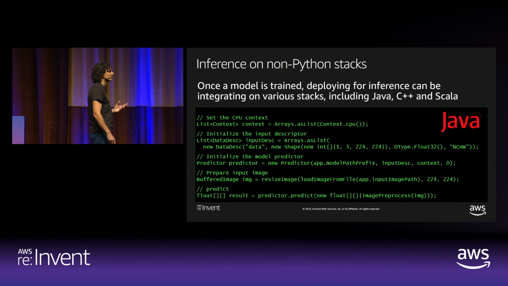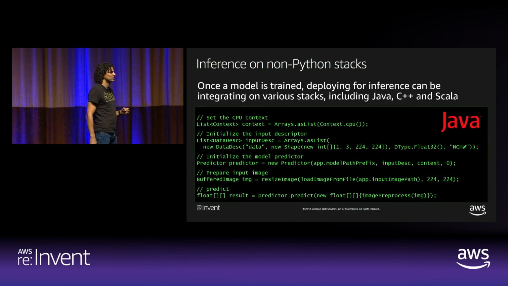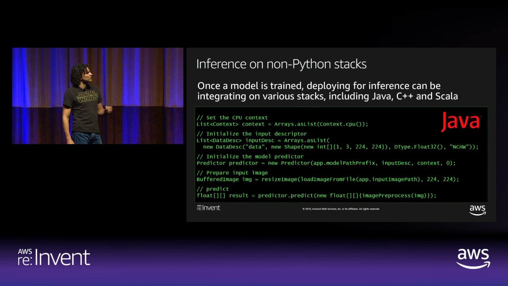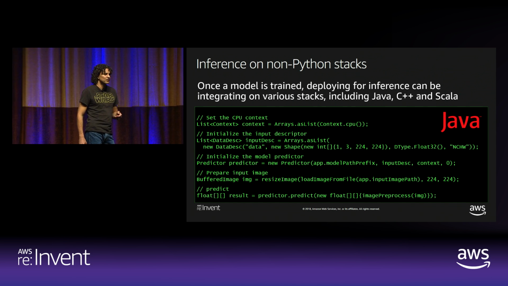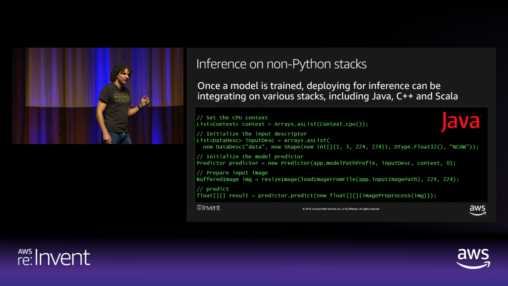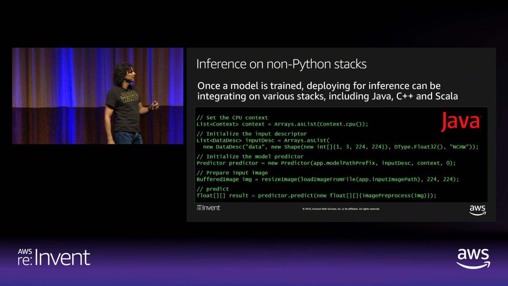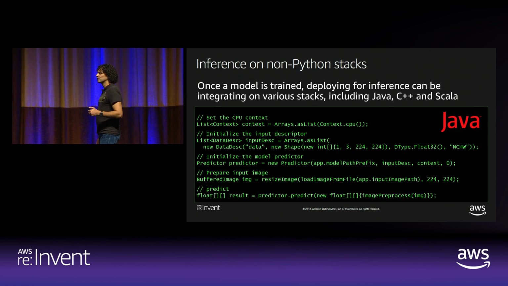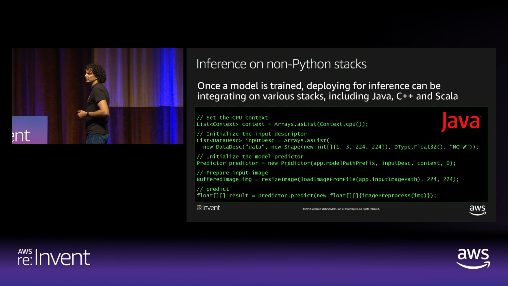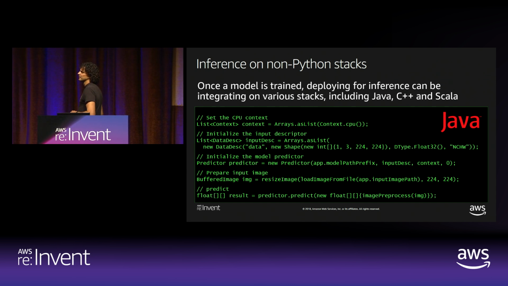I want to show you an example of the MXNet Java API, which allows you to do inference from Java. So in this code here, we first initialize the context, asking inference to run, in this case, on the CPU. We can also change it to be on the GPU if you'd like. We move on to define the input descriptor, that tells our inference engine what kind of input the network handles.